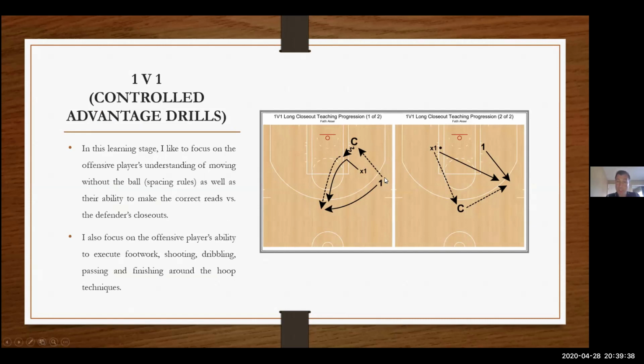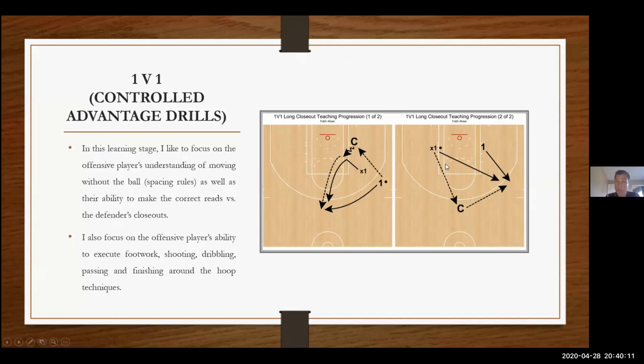So in this drill, the offensive player passes to the post and makes the movement to the top of the key area, and we want our coach to take a dribble so that usually the defense reacts to it, jumps, and recovers immediately. The offensive player catches the ball, reads with the ball at the top of the key, and looks at the defense and reads the defensive closeout situation. So we are looking for, again, the same footwork, shooting, dribbling, passing and finishing around the hoop techniques.